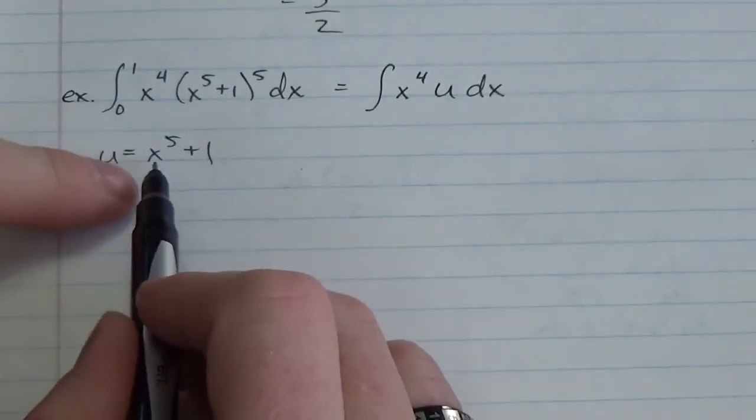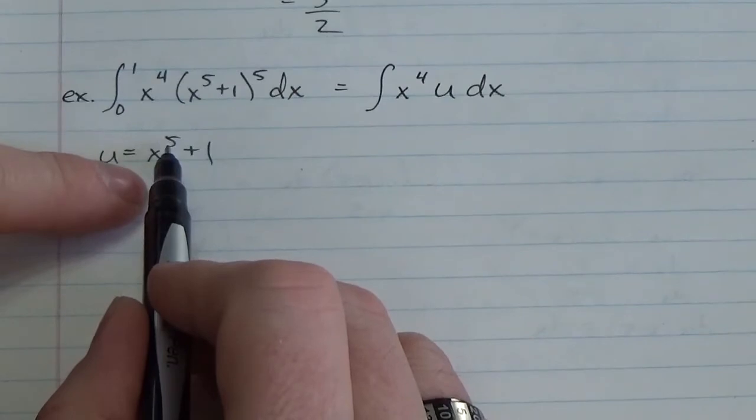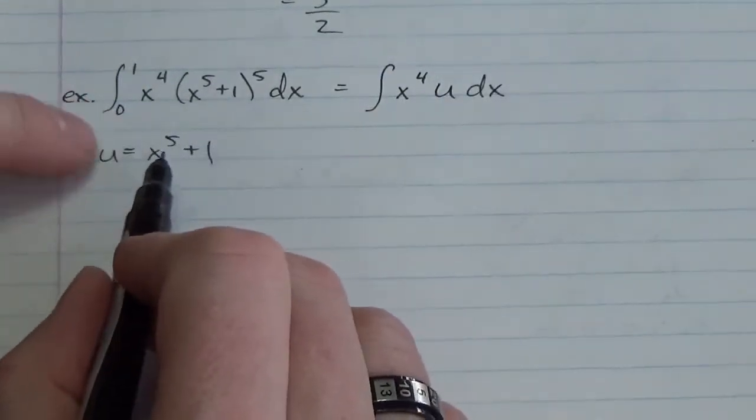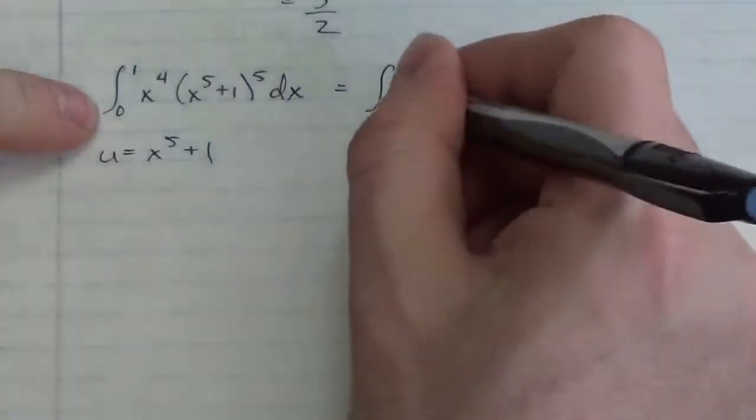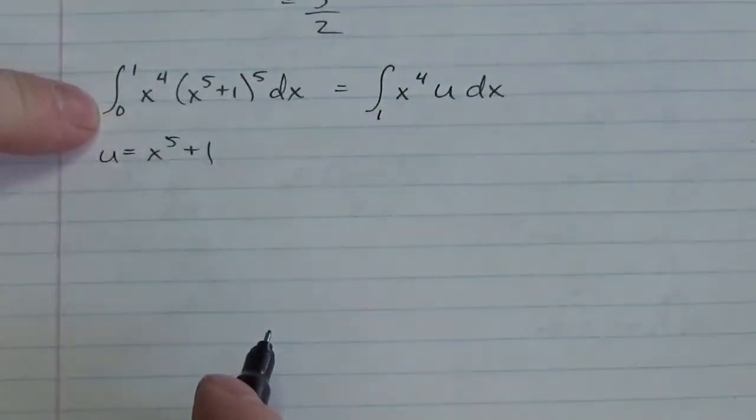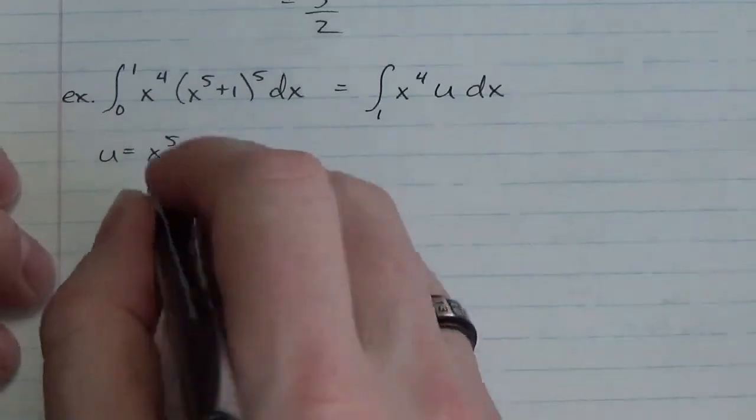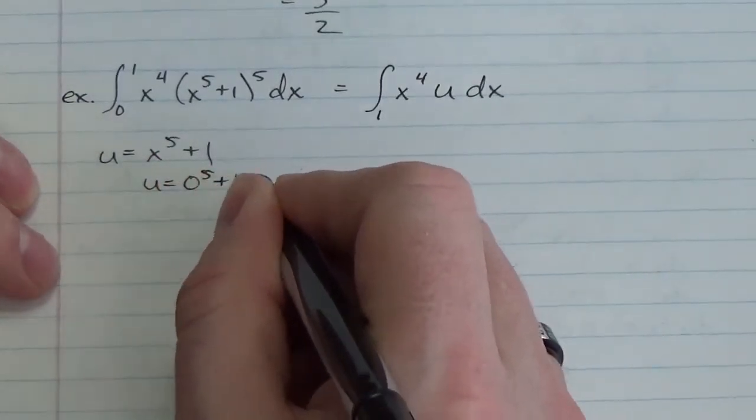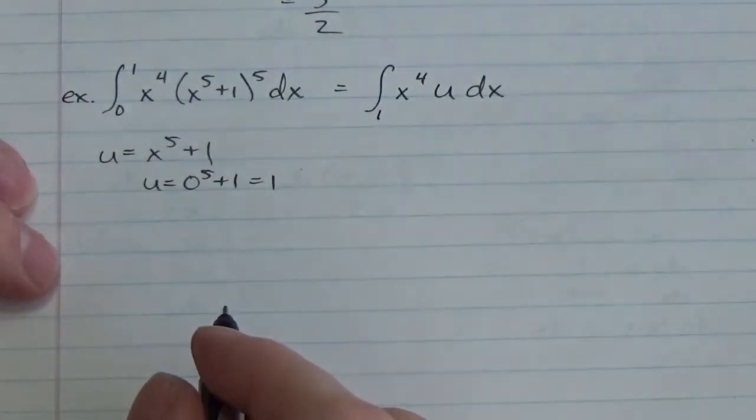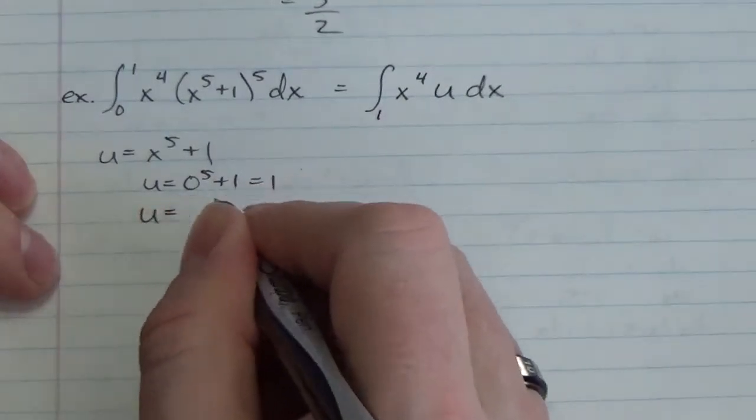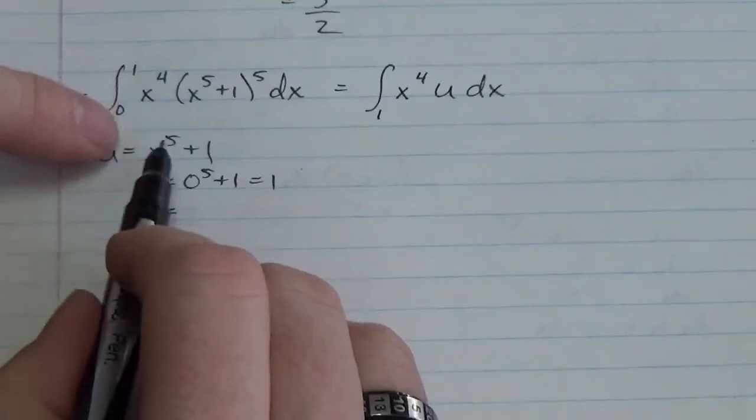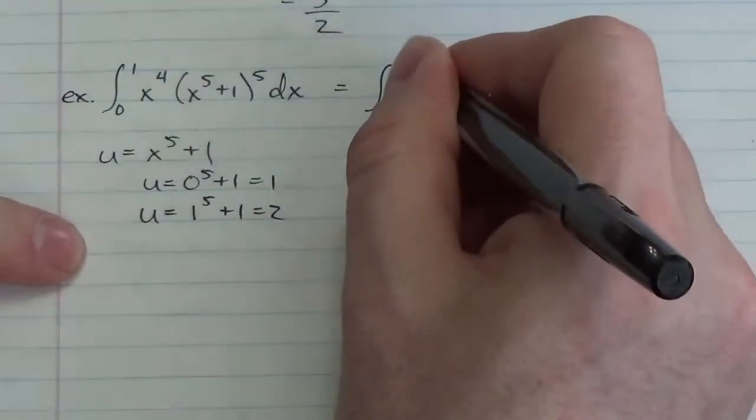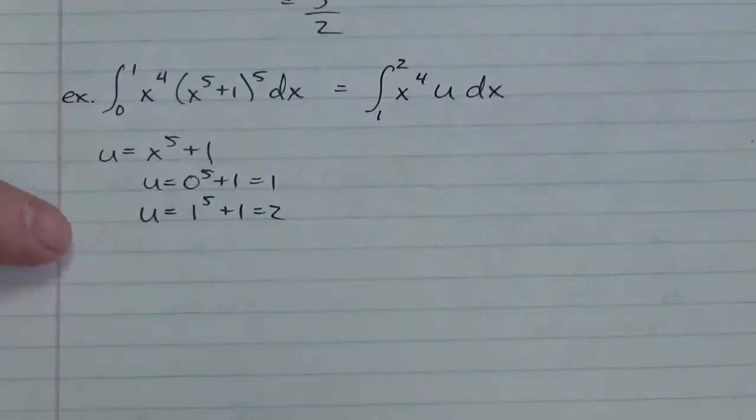So if I plug 0 into this, 0 to the 5th is 0 plus 1 is 1. So this equivalence transforms that lower limit to 1. Okay, so maybe I'll set that up here. So u is going to equal 0 to the 5th plus 1 equals 1. u is going to equal, if I take my upper limit and plug that in, 1 to the 5th plus 1, and that's going to be 2. So I will put a 2 up there as my upper limit.